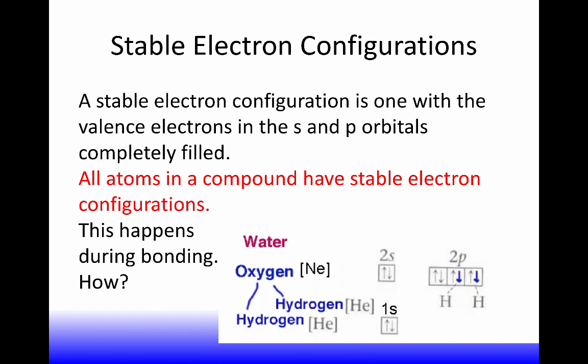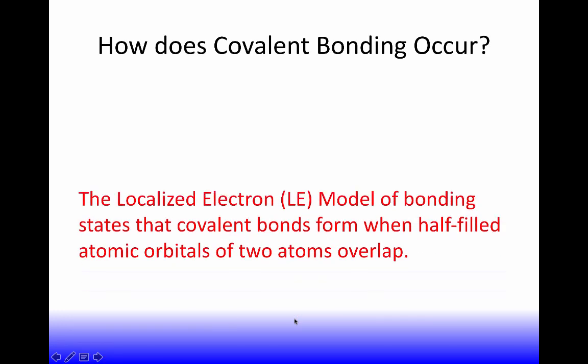So if you look at water, this is a very poor drawing, but oxygen is attached to 2 hydrogens. Each hydrogen, after bonding, looks like a helium in its outermost electron configuration, so it looks like it's completely filled. And oxygen looks like neon. I didn't show the 1s orbital for this one, but it's 1s2, 2s2, 2p6, which is the electron configuration of neon. So after bonding, both oxygen and hydrogen look like a noble gas.